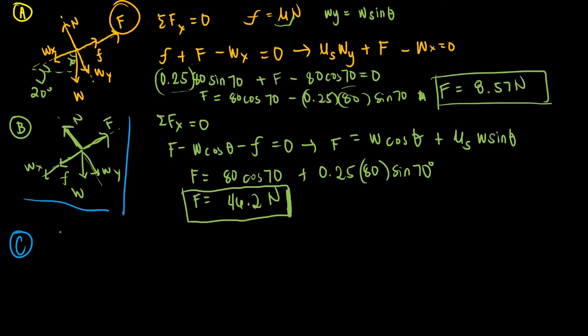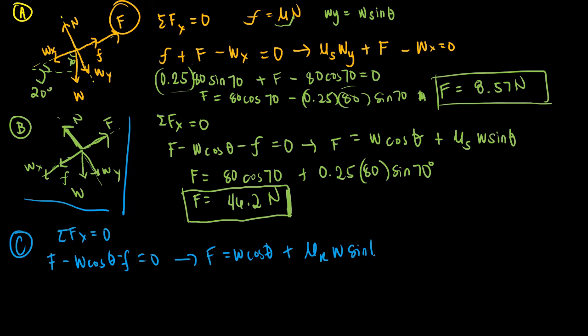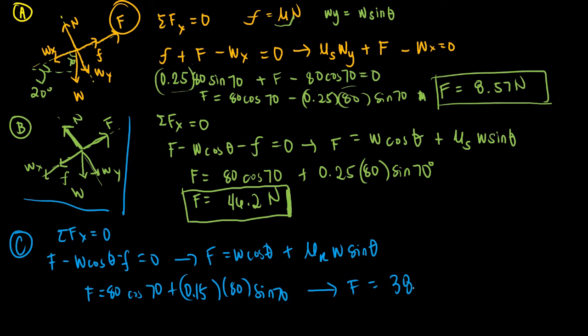So, to compute, same as before, summation of fx is equal to 0, and it would be F minus W cosine theta minus f equals 0. At this point, since there will be motion, we use the coefficient of kinetic friction. That would be F is equal to W cosine theta plus the coefficient of kinetic friction times W sine theta. Substitute the values, that would be F is equal to 80 cosine 70 plus 0.15 times 80 sine 70. So, solve for F, that would be F is equal to 38.6. And that would be for letter C. So, that is all for this problem.